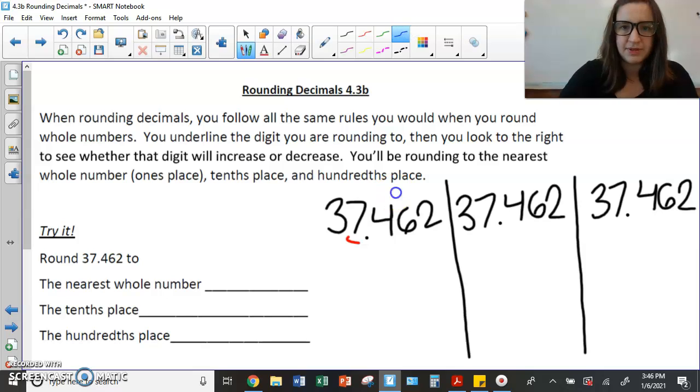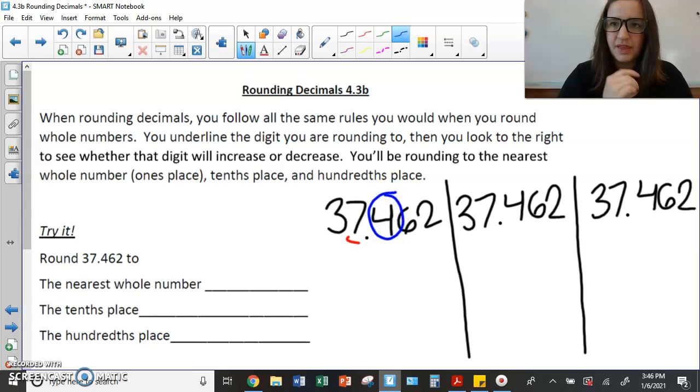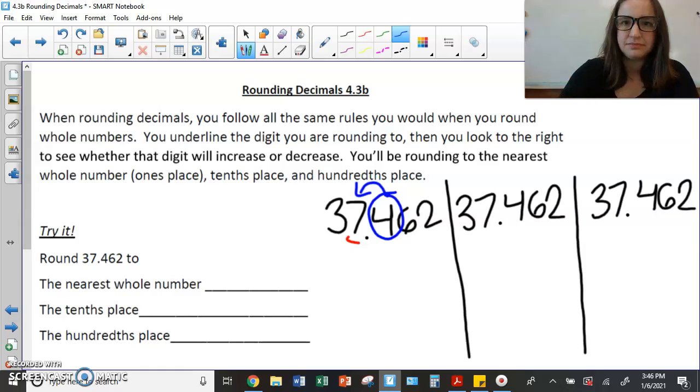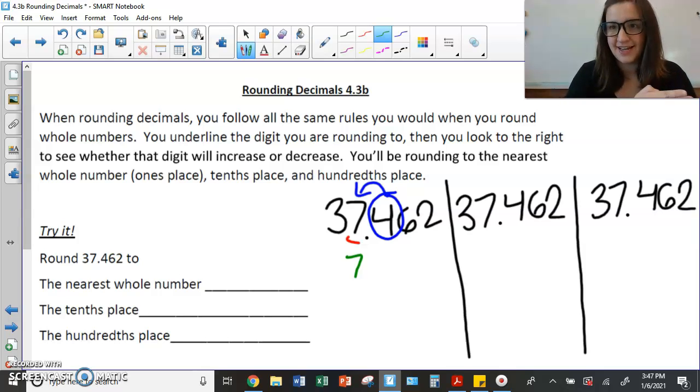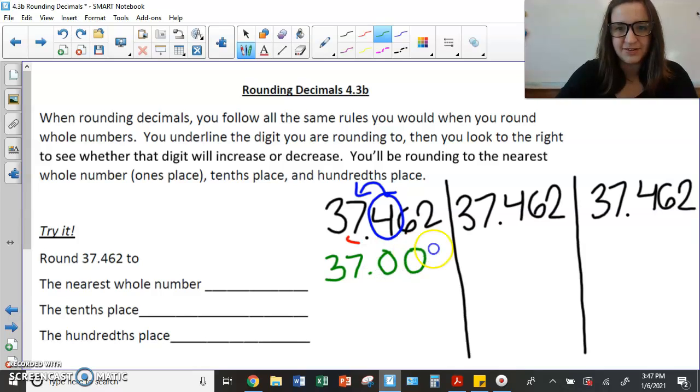I always look to the place to the right. This 4 is smaller than 5, which means that it's going to ask this number right here to stay the same. So this is going to stay a 7. And then everything to the left stays the same. Everything to the right turns into a 0. Well, I keep my decimal point and I change all of these to zeros.